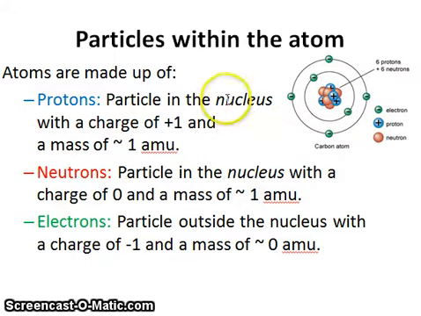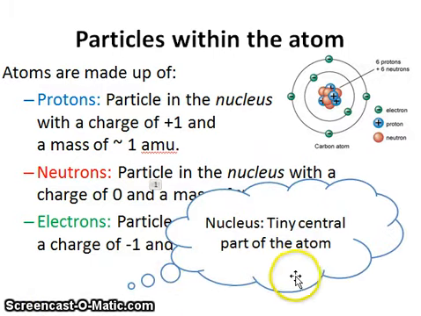The first one is the nucleus, and the nucleus will be the tiny central part of the atom. So if we take a look at our diagram or illustration, we see that the nucleus is this tiny part that is located right in the center of the atom, and that's where we find the protons.